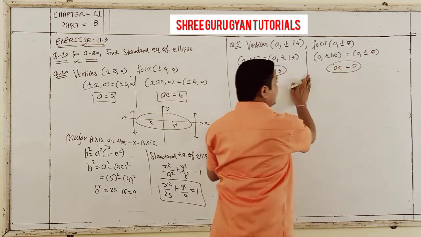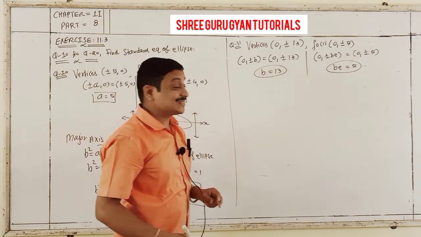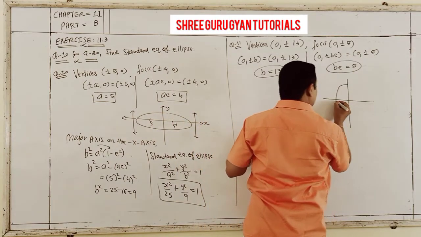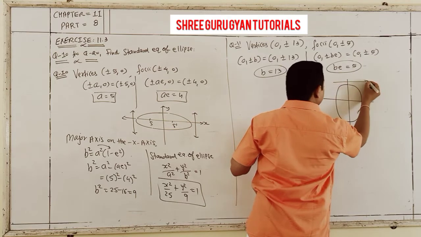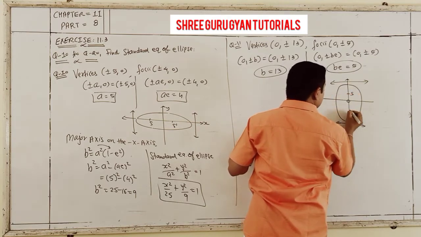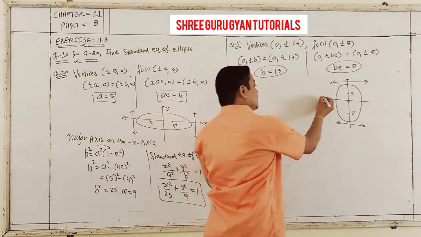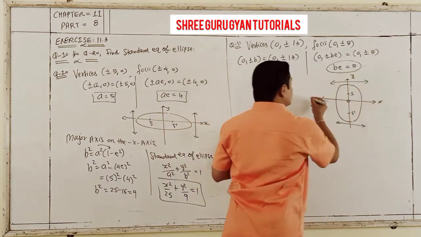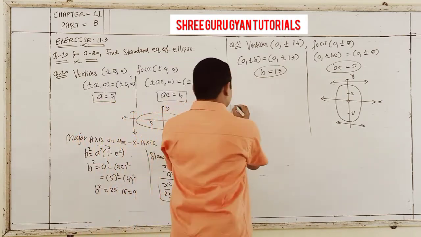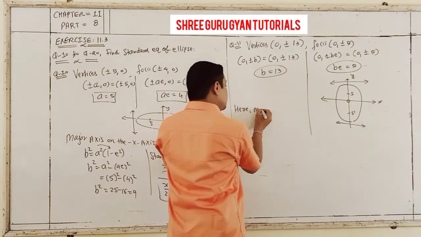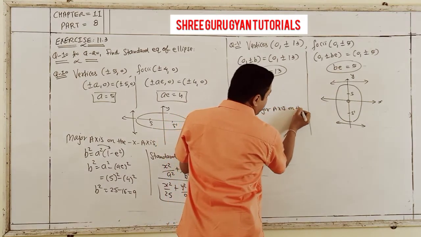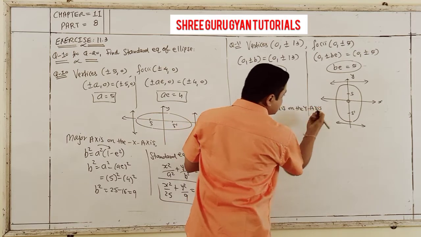But look at that here. Focus on y-axis, so major axis on the y-axis. Here you plot the ellipse, then the directrix with related two points, focus S, and that is your x-axis, students. So b and be known, mention just here major axis on the y-axis.